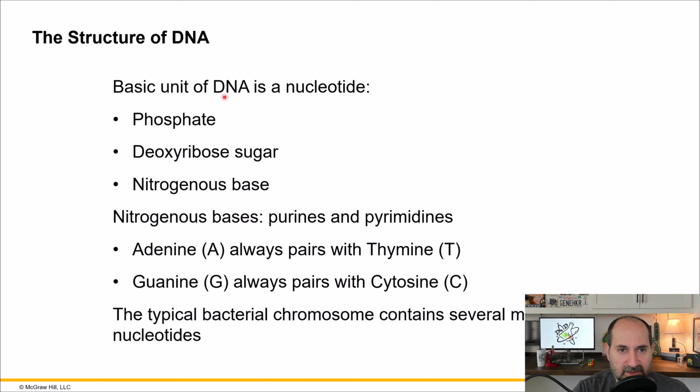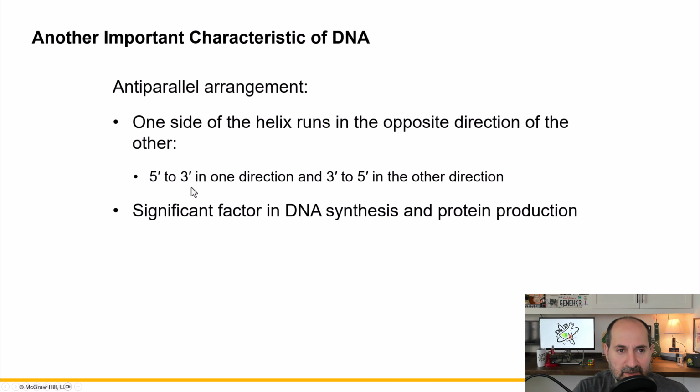Remember, the basic unit of DNA is a nucleotide. You should know the parts of a nucleotide include a phosphate group, deoxyribose sugar, a nitrogenous base. Remember the pairing that occurs in DNA. A's, or adenine, pairs with T's, thymine. G's, or guanine, pairs with C's, cytosine. Okay. Remember that DNA strands are anti-parallel.